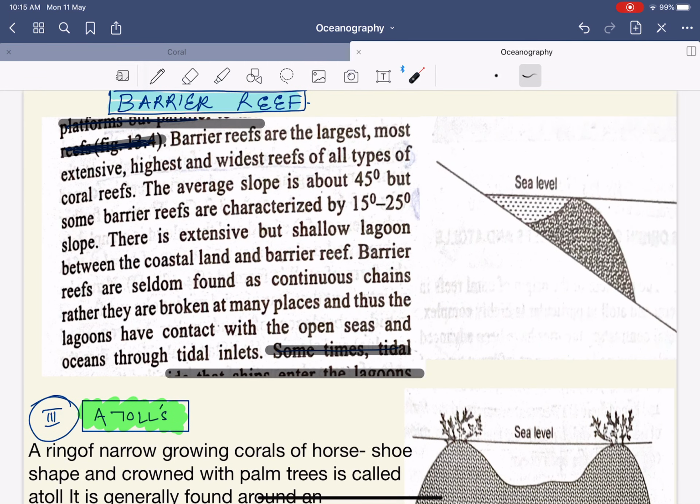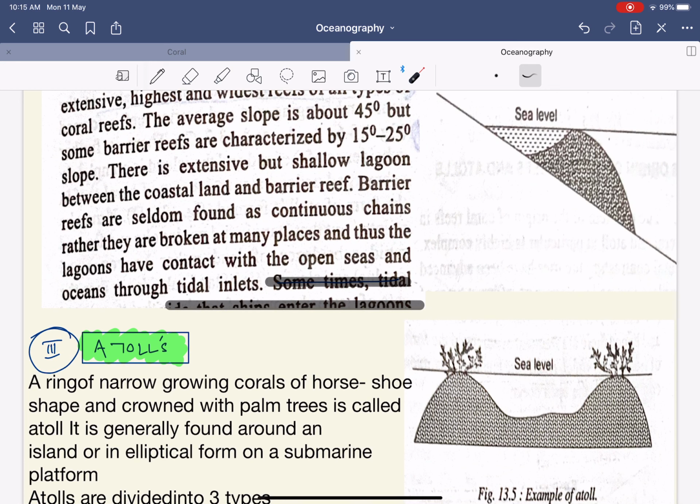barrier reefs. Barrier reefs are the largest, most extensive, highest and widest of all types of coral reefs. The average slope is about 45 degrees, but some barrier reefs are characterized by 15 to 25 degrees. There is an extensive but shallow lagoon between the coastal land and the barrier reef. Barrier reefs are seldom found as a continuous chain, rather they are broken at many places, and thus the lagoon has contact with the open ocean.